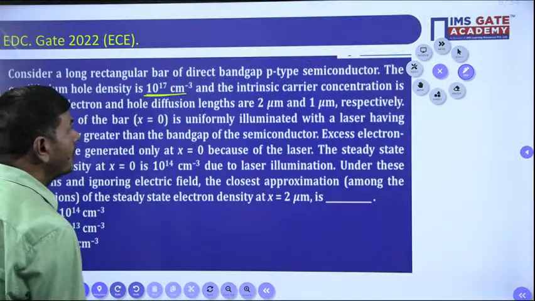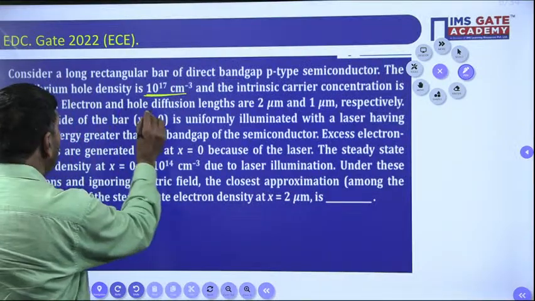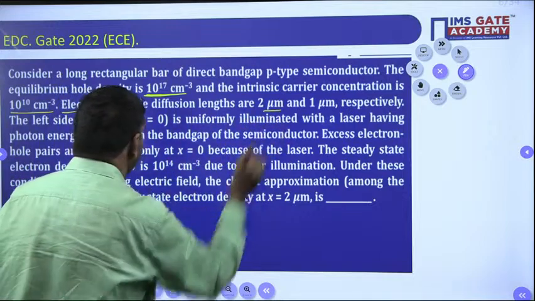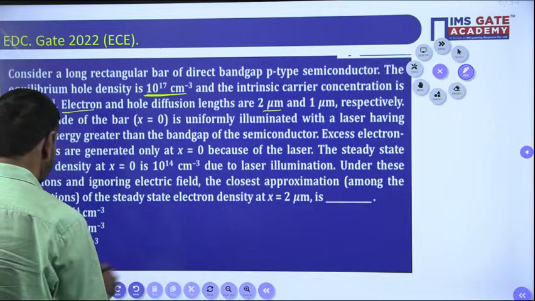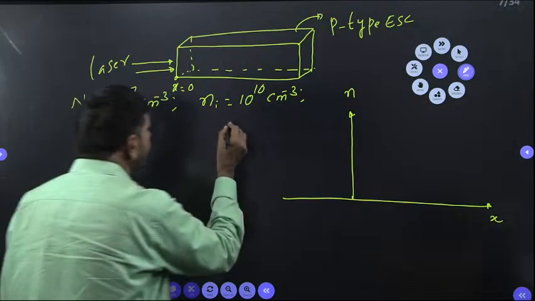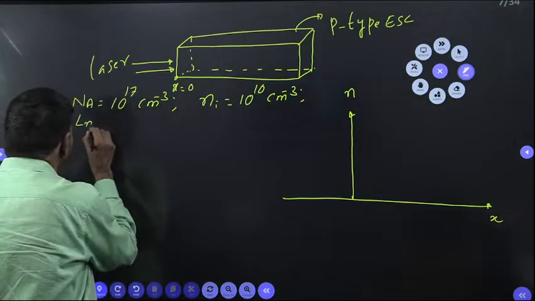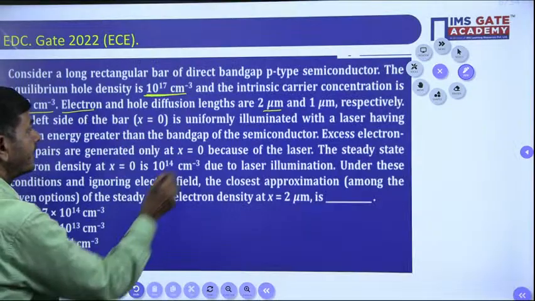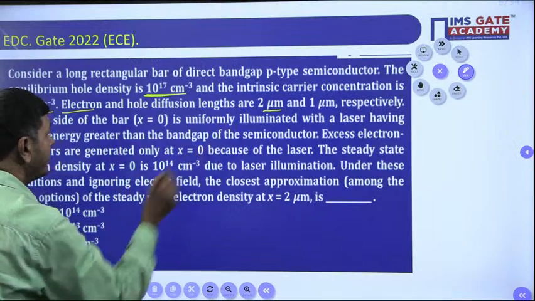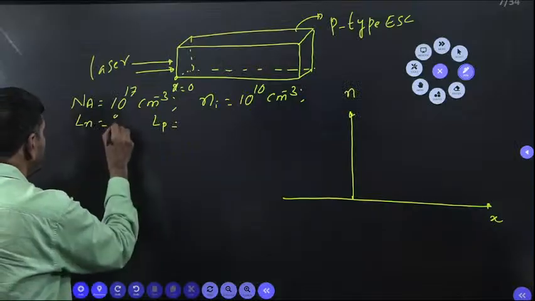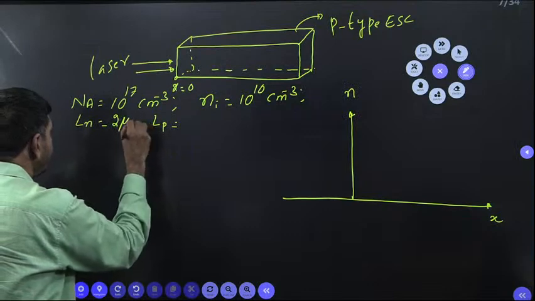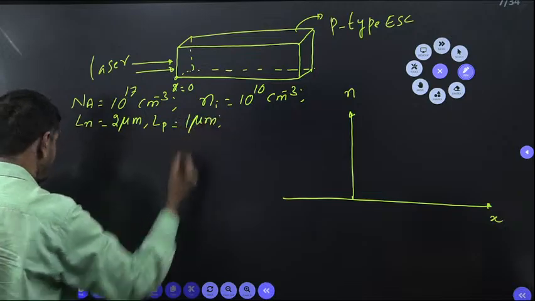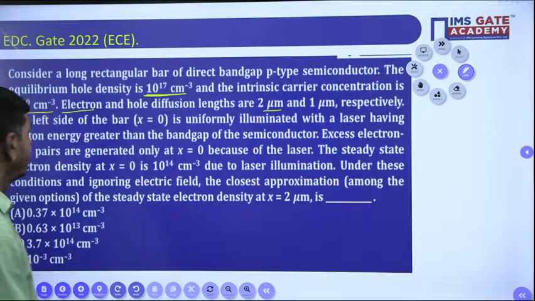And also in the problem, what is given here now? The electron and hole diffusion lengths are given. Electron diffusion length Ln is given as 2 micrometers. Ln and Lp are given here. Ln equal to 2 micrometers, and Lp equal to 1 micrometer. These values are given here now.